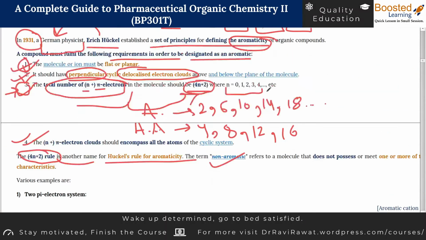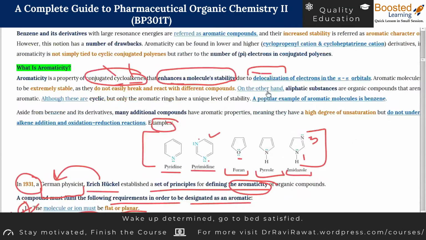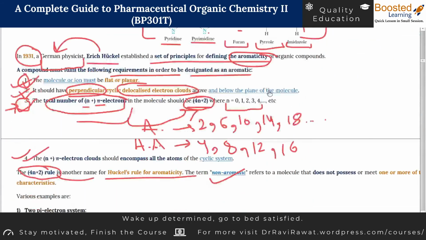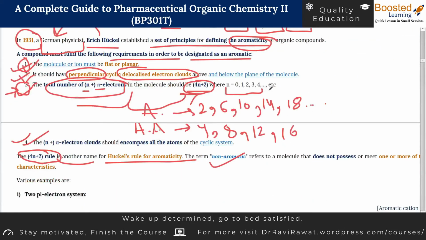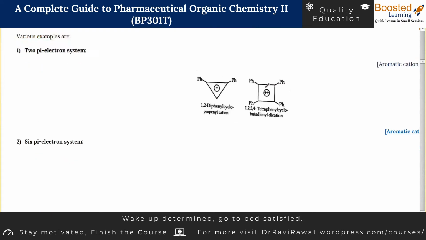Hi, in the previous session we have covered what aromaticity is, we have covered Huckel's rule, and we have discussed every criteria in detail that must be possessed by the molecule in order to be designated as aromatic. In this session we are going to cover examples in which we have to find whether the molecule is aromatic, anti-aromatic or non-aromatic. So let us see one by one.